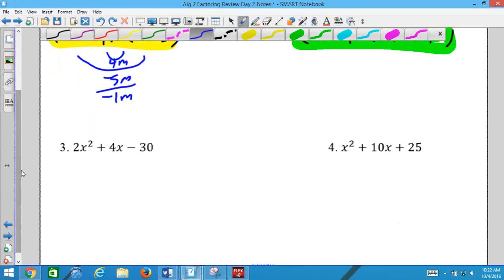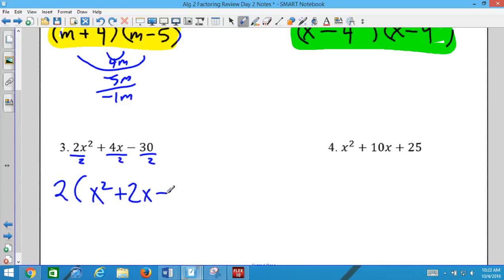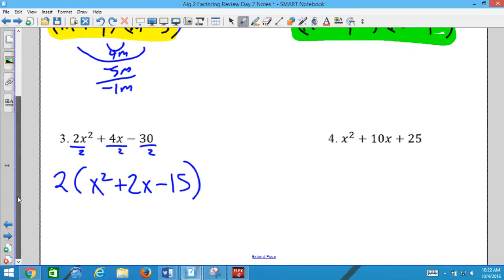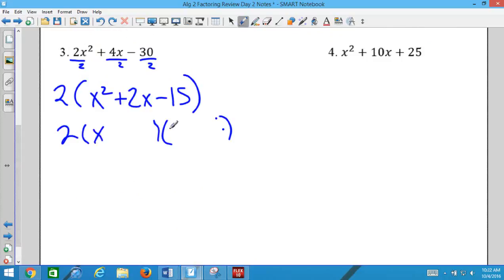Now we've got number 3, and what is the very first step of factoring? Always divide by the greatest common factor. Is there one? Yes, 2. So we're going to factor out the 2. We're going to put it in front, and we're going to have left over x squared plus 2x minus 15. Now, leaving the 2 in front, with that trinomial we do the guess and check. The 2 is done, just leave it there. So 1 and 15. I'm going to have an x and an x here. I'm going to look at my signs. That minus says one of each.